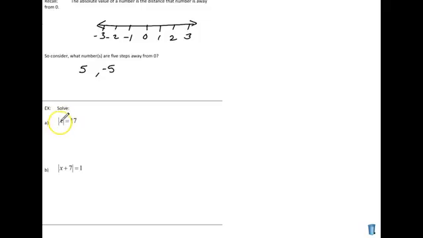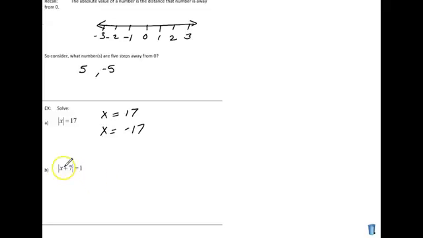So when you're solving, that's essentially what you're doing. You're saying to yourself, what number x can I put in here so that if I go from 0 to that spot x, I have taken 17 steps? So x equals 17, and also x equals negative 17. Those are my two solutions for this absolute value. You have to have both. If you don't have both, you haven't solved the problem correctly.